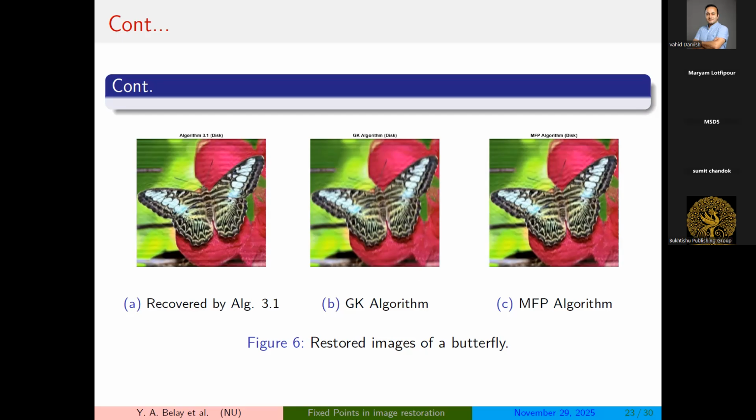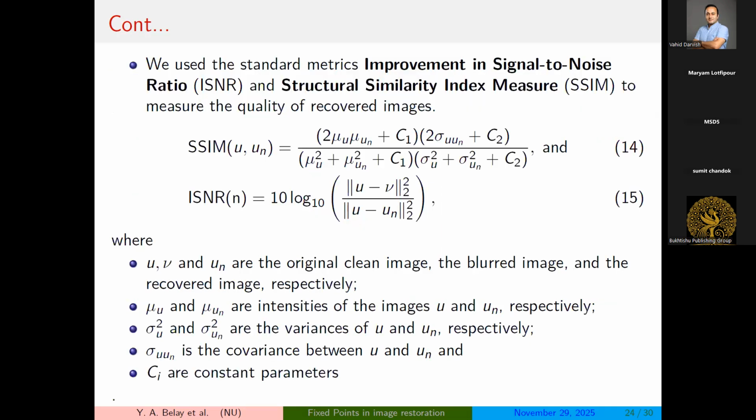But since this seems not objective, we have employed some metrics to evaluate the quality of the images. We have 2 metrics here: the improvement in signal to noise ratio, ISNR, and the SSIM index. Here we put them like in formulas 14 and 15. So here we have some parameters u, v, and u_n. For example, u is the original image, v is the degraded image, and u_n is the iteration. We are trying to recover the image through the iteration.